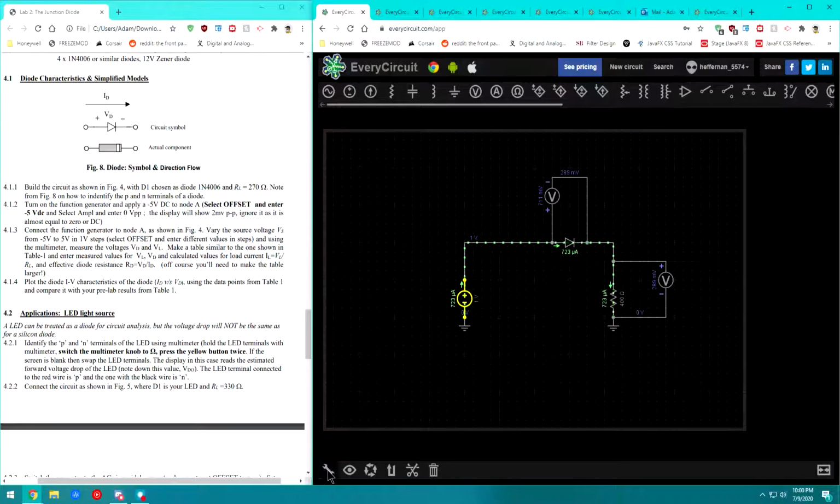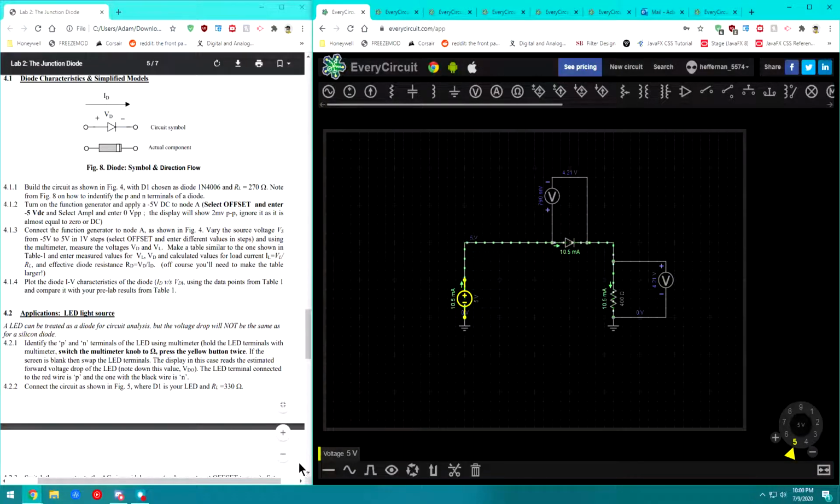Once you get there, let's go up to 2 volts. You can see the voltage drop increases, not across the diode, but across the load. 4 volts. So you're going to be plotting this data as you get it in Excel, like I said, and then you're going to come up with an IV curve.